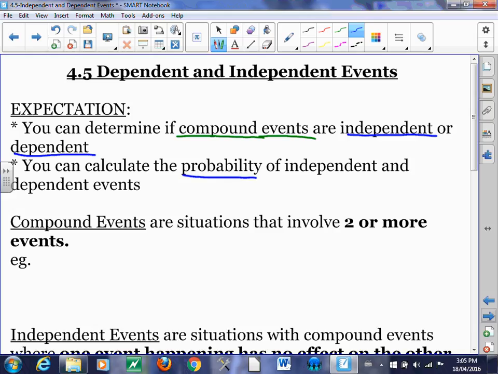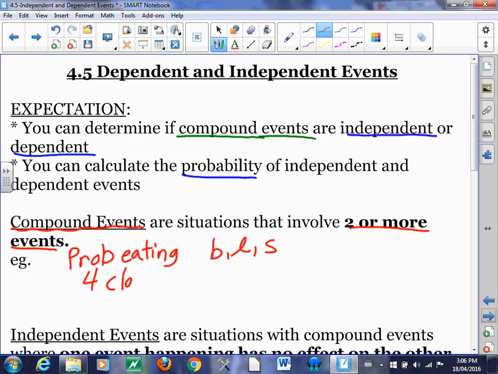So compound events, folks, this might be something you want to write down. Compound events are situations that involve two or more events. So we could take a look at the probability of eating in a day. You probably deal with the breakfast, and then you deal with lunch, and then you deal with supper. So there's 3 different ones that are called compound events. Or you take a look at 4 classes in a day.